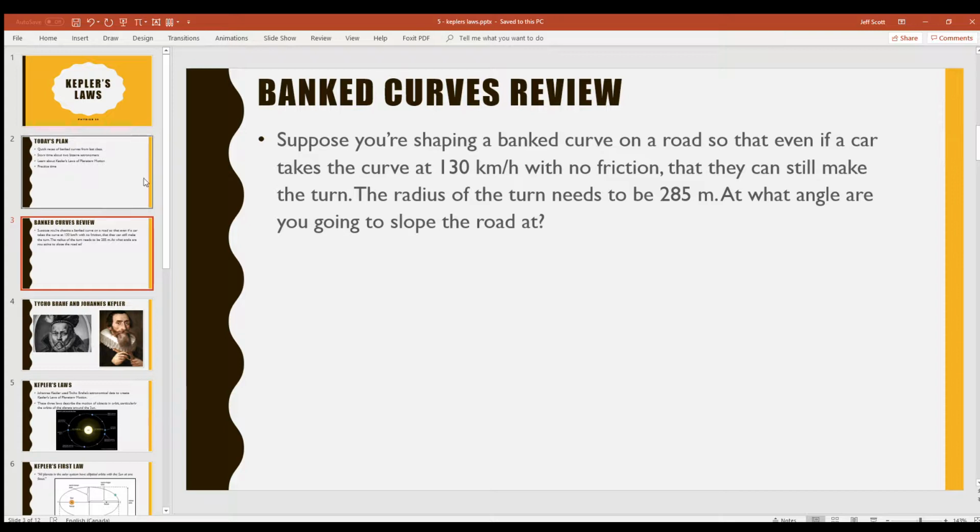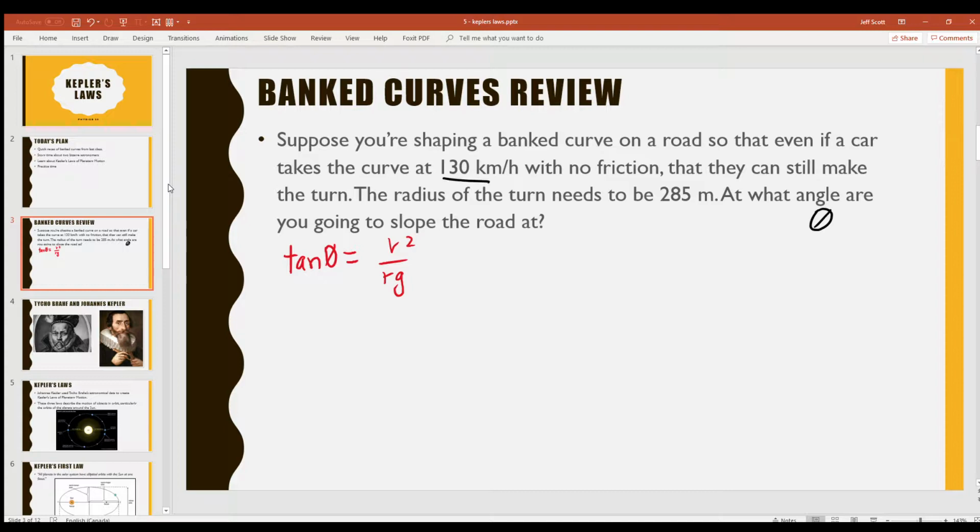If you remember from last class, there is always one formula that we use with these over and over again, and that's tan theta equals v squared over r times g, where theta is the angle of the road, v is the maximum speed you can go on that road, r is the radius of the turn, and g, of course, is the gravitational field strength. So we're looking for the angle in this case. We're looking for theta.